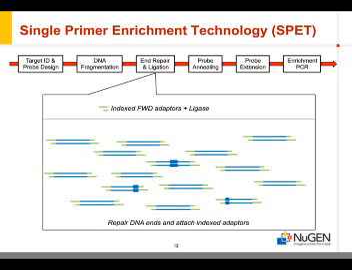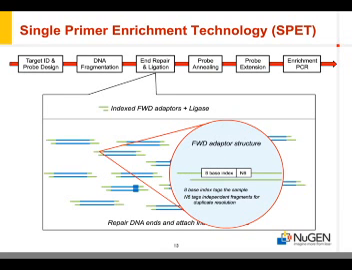If we take a closer look at the adapter structure, what we can see is that the adapter has not only an 8-base index, which allows for multiplexing, but also has what we term an N6 tag. And this N6 is a random hexamer that is also read during the index read that allows one to mark and identify PCR duplicates. The way that this works is that each of these will have a random N6 sequence.